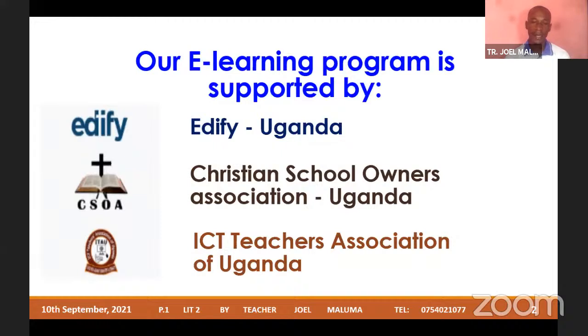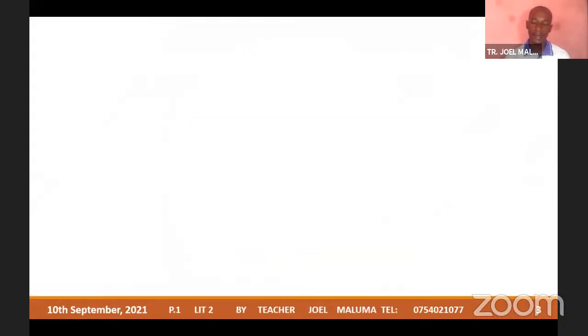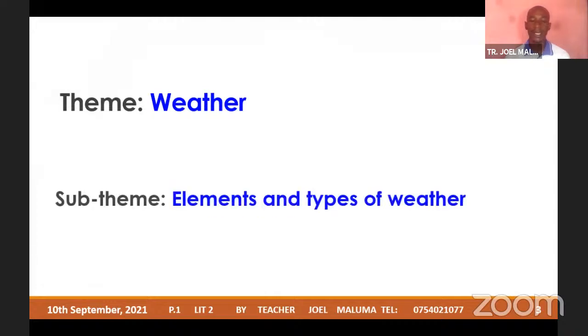So there we are. Now, leaving this aside, today in Literacy 2, the theme is weather. We are going to look at weather, and the sub-theme is elements and types of weather. Those are the things that we need to look at. But before that, you know, weather is wide. Now we shall learn specific things. So today we shall look at elements and types only.